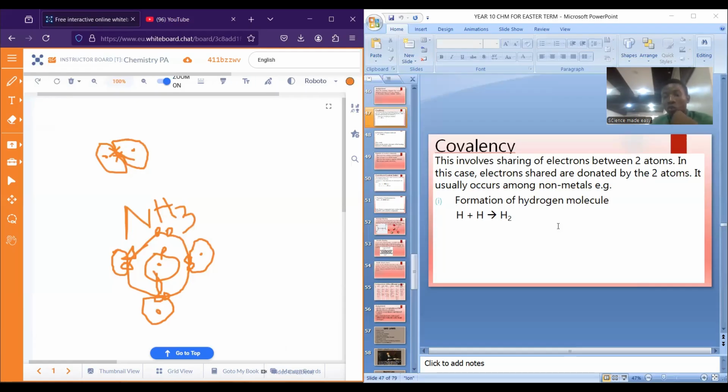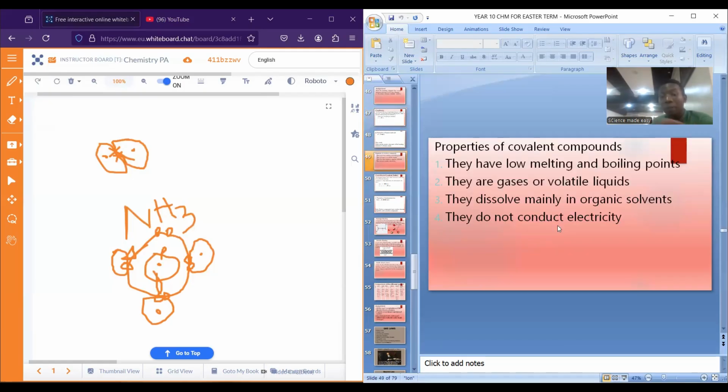We also have what we call the coordinate covalent combination. What are the properties of covalent compounds? They have low melting and boiling points because they are not ionic. They are not soluble in water, but they are soluble in organic solvents. The reason they are not soluble in water is that when they are in water, they do not break into ions, so they do not dissolve. They just stand as they are. If they were ionic, they would break into ions and dissolve. But they are soluble in organic solvents. And they are gases and volatile liquids.